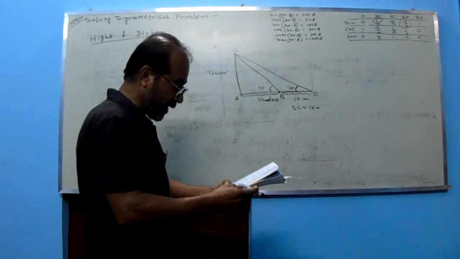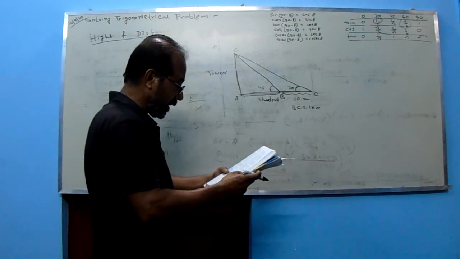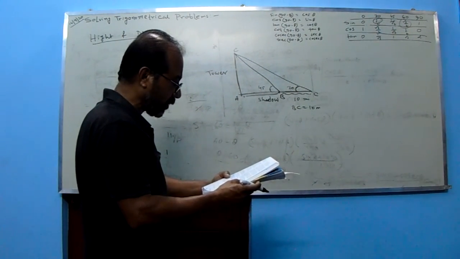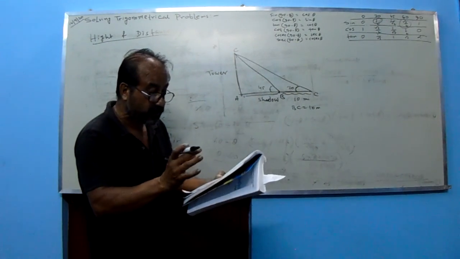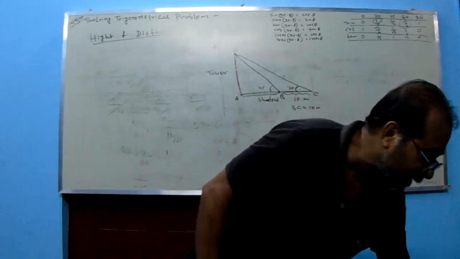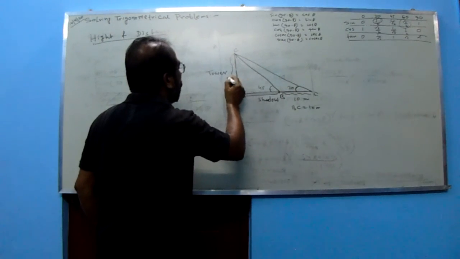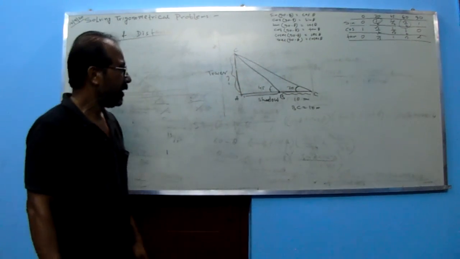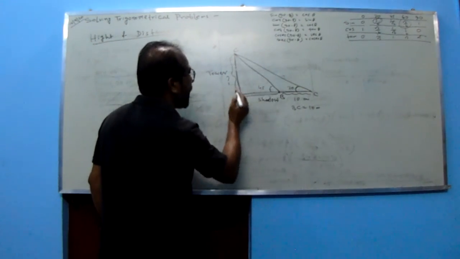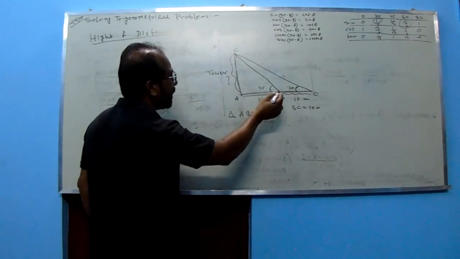Now the complete math: the length of the shadow of the vertical tower on the ground is increased by 10 meters when the altitude of the sun changes from 45 to 30 degrees. Calculate the height of the tower. Now the calculation part. Height of the tower means AC. Completely, triangle ACB or ABC, this triangle.